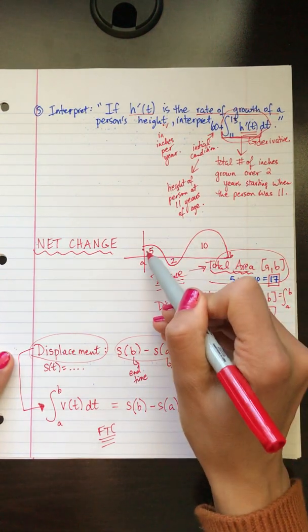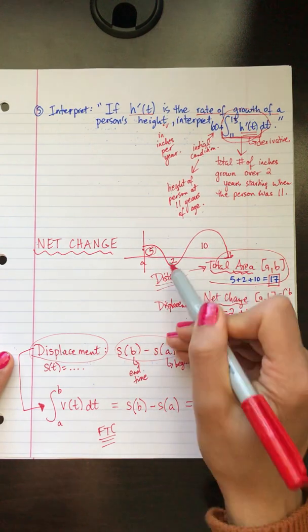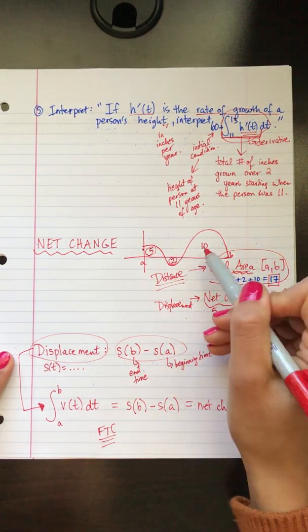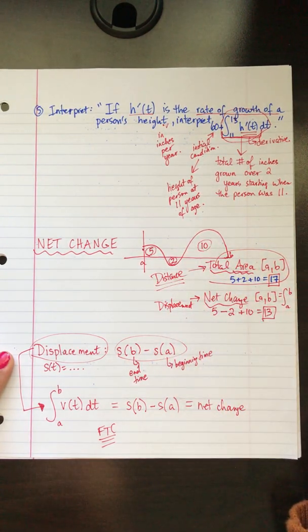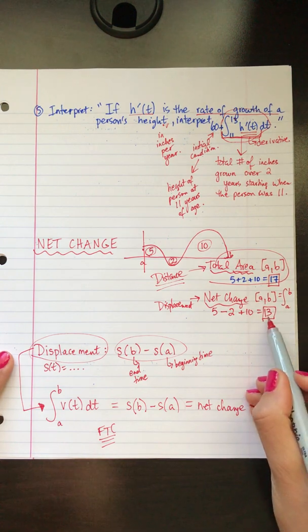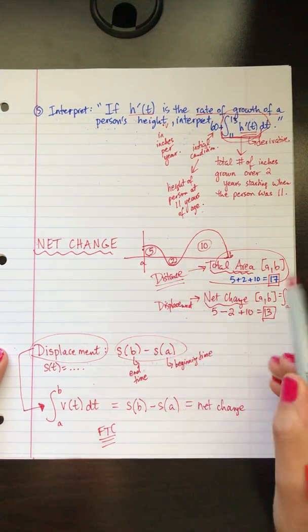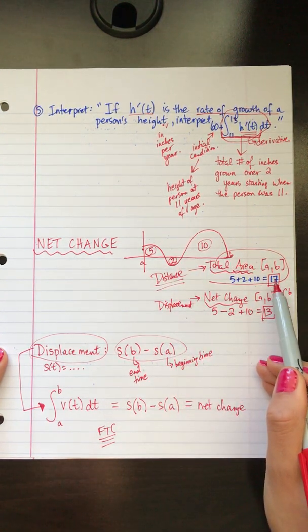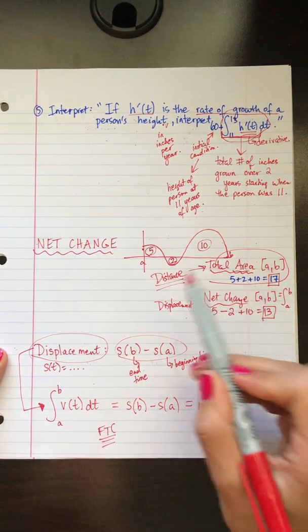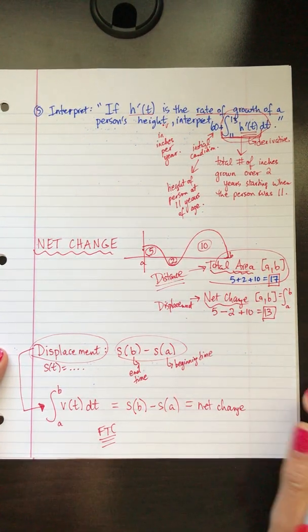You could walk 5 feet to the right, 2 feet to the left, 10 feet to the right, and be displaced by positive 13 feet from where you started. But you have walked a total of 17 feet. That's the difference between distance and displacement. And so how do you do that? I'm going to do one problem with you, and that's going to be the end of the notes.